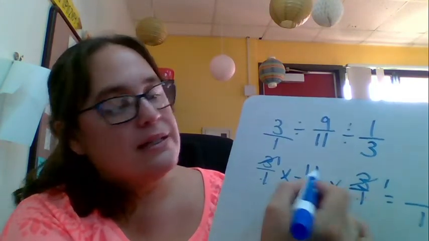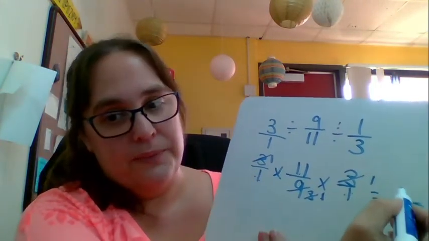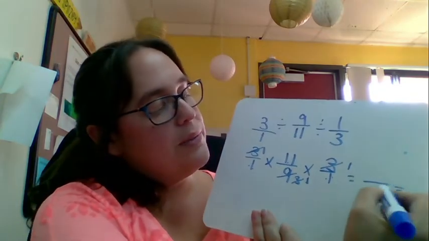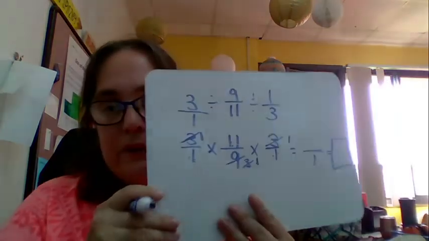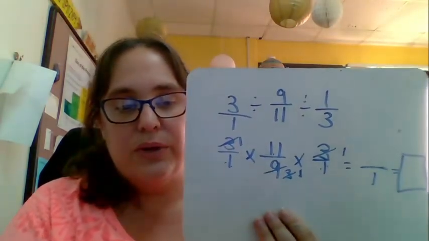1 times 1 times 1 will give you the answer here. And then, because it's a 1, it's going to give you your whole number as well. Okay? So solve that and record.